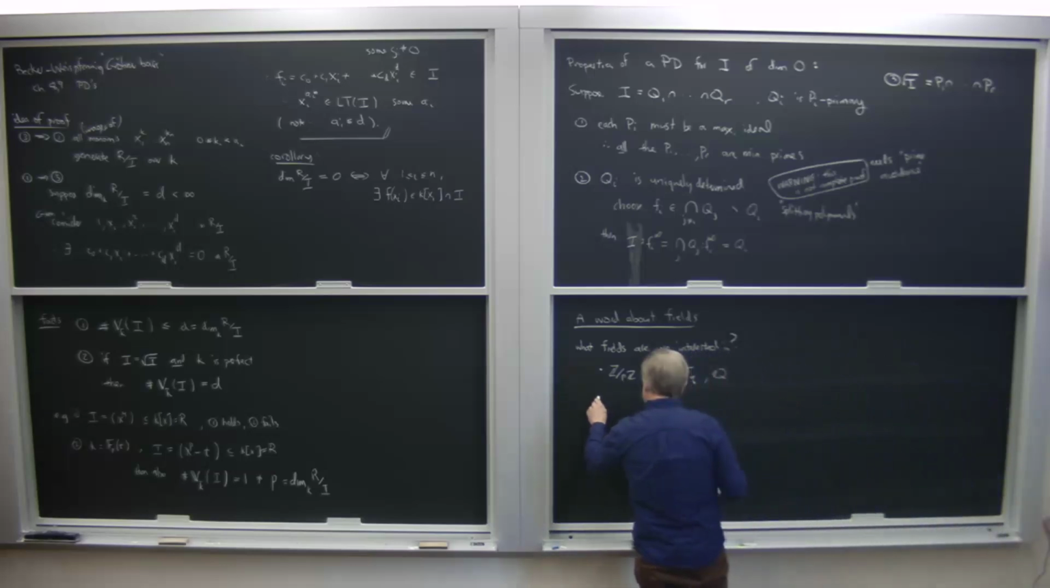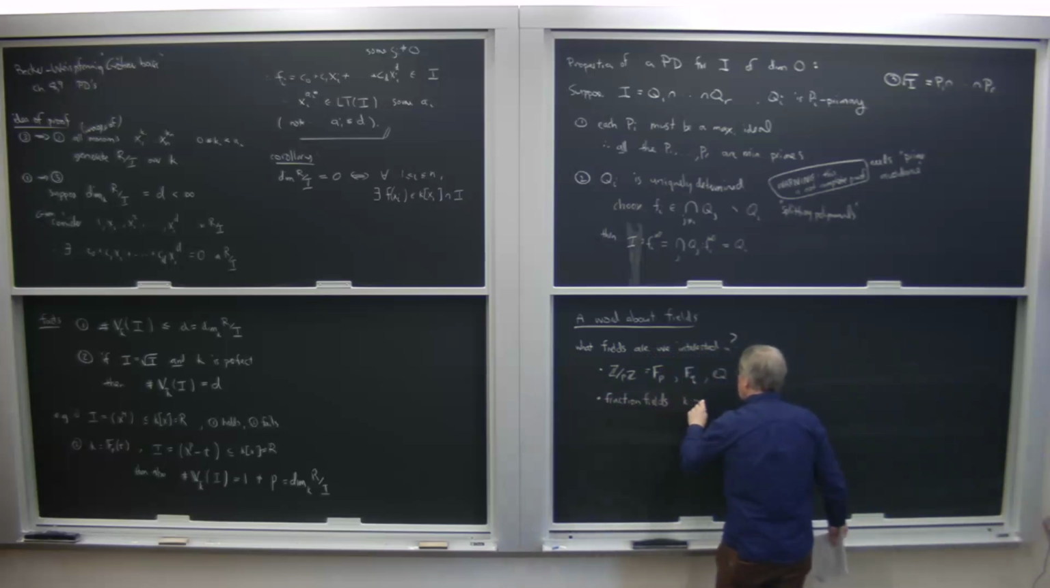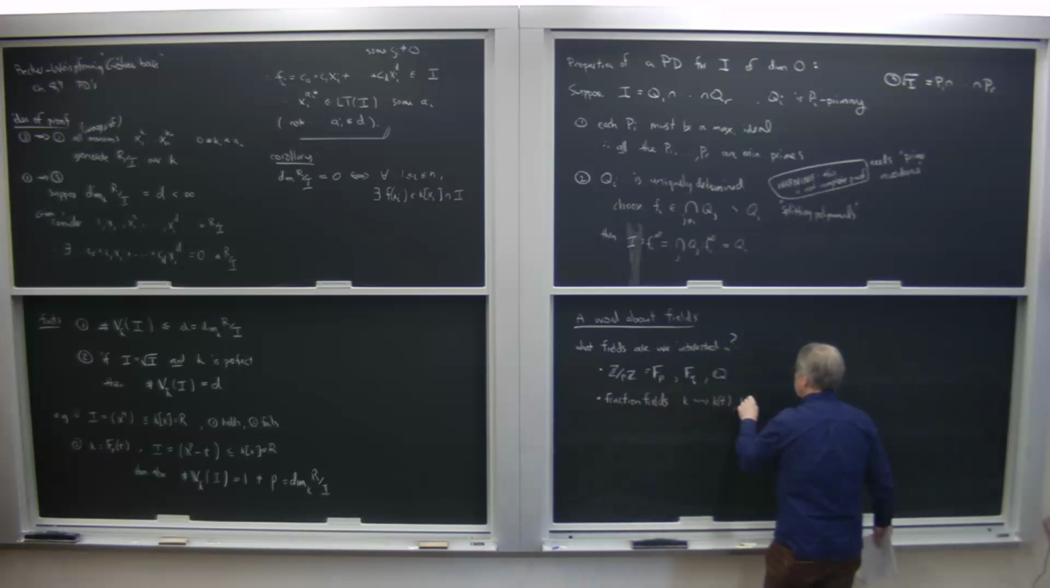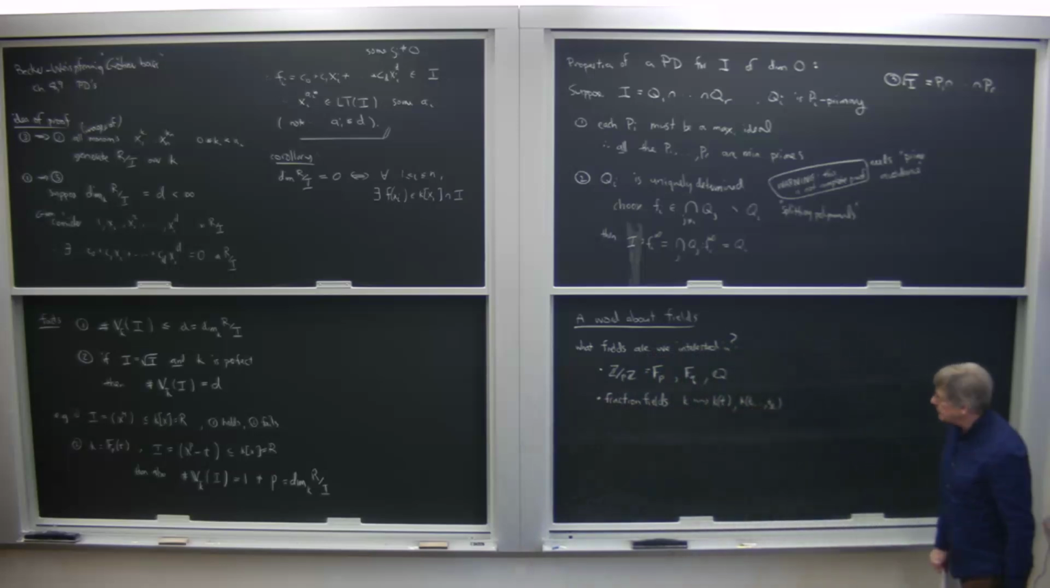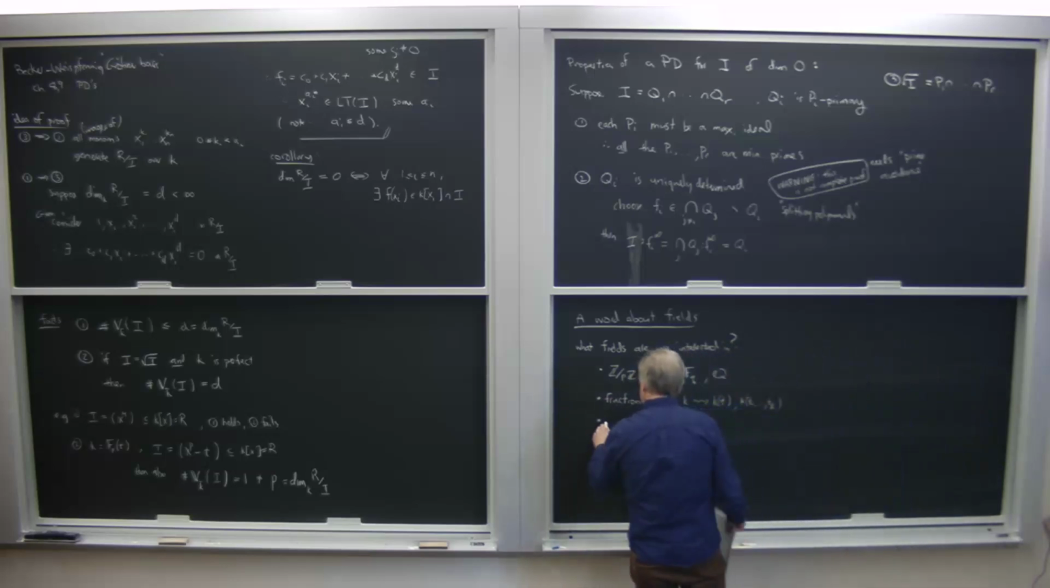We also might be interested in fraction fields. So if we have K, we might be interested in K adjoin a variable T, or K adjoin a whole bunch of variables, T1 up to say TL. Those are fraction fields. We also might be interested in finite extensions. So like number fields.